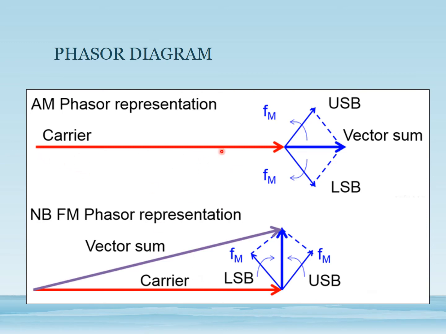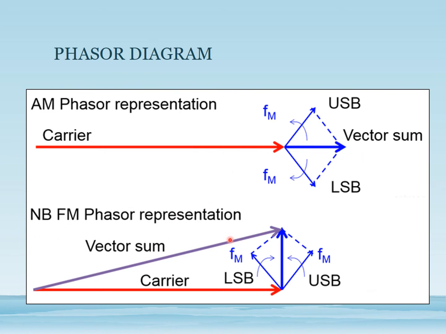In AM, this is going to be the carrier, and you have the upper sideband as well as the lower sideband, and their vector sum is going to be in the direction of the carrier. If you project the dotted line, you will have the extended line. This is the vector resultant frequency. This is the carrier frequency, this is the frequency of the upper sideband, this is the frequency of the lower sideband, and this is the vector sum. Here in AM, the vector sum or the resultant frequency lies along the carrier frequency. It is in phase with the carrier frequency.